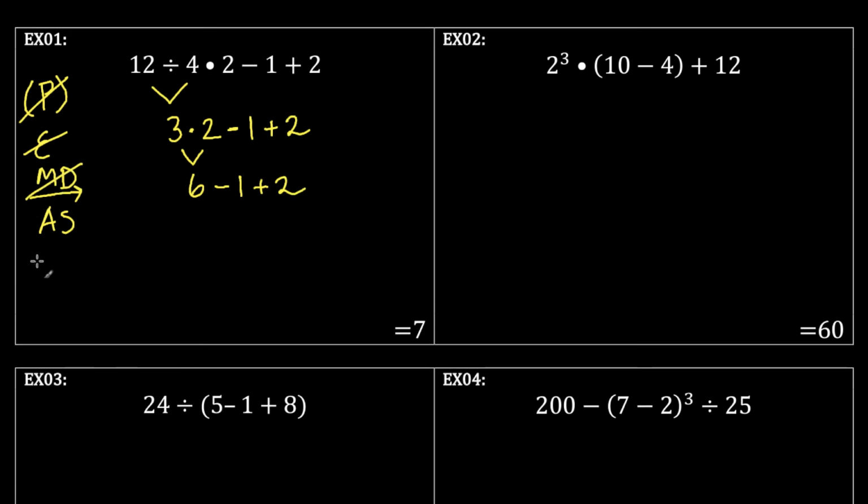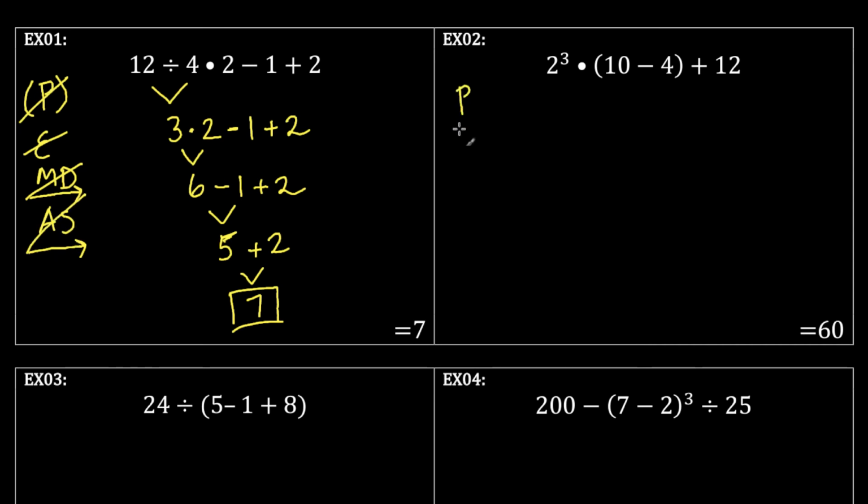So I don't have any more multiplication and division. I need to add or subtract left to right. There's one right here. That's the first one. That's 6 minus 1. So I get 5, and then I end up with this plus 2, and I get 7. Make sure to show each step. Make sure to show the PEMDAS in every single one.